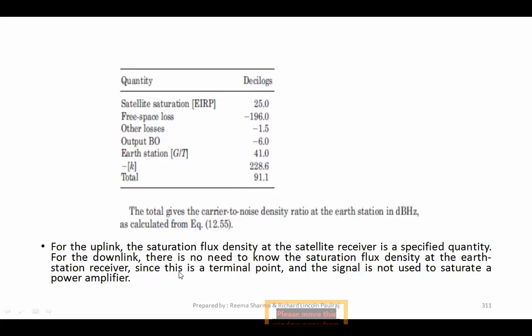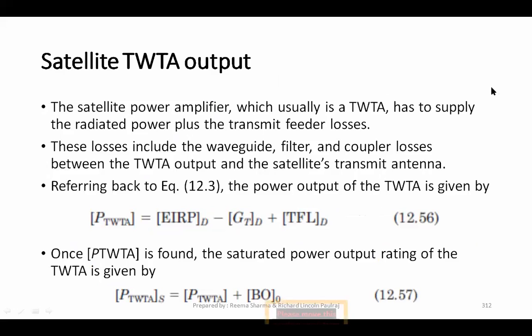For the uplink, the saturation flux density of the satellite receiver is a specified quantity. For downlink, there is no need to know the saturation flux density at the Earth's receiver, because this flux density is with respect to the TWTA, the traveling wave tube amplifier, which is present in the satellite. So in downlink, we do not have to consider that specific loss, and the signal is not used to saturate a power amplifier.